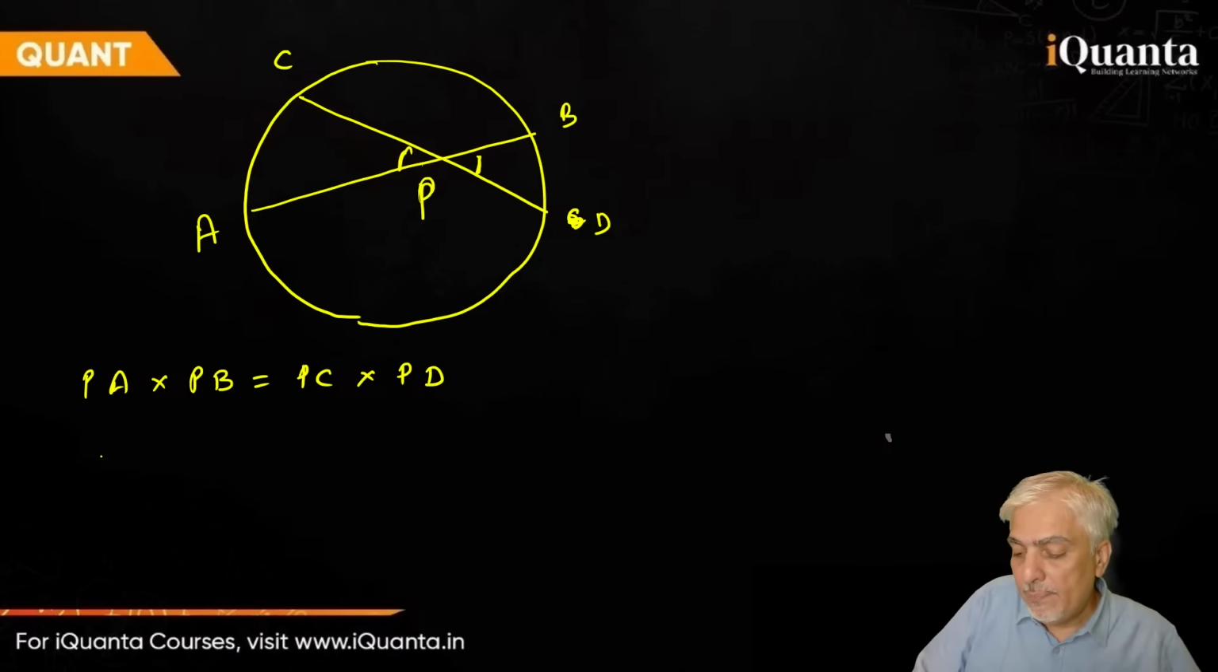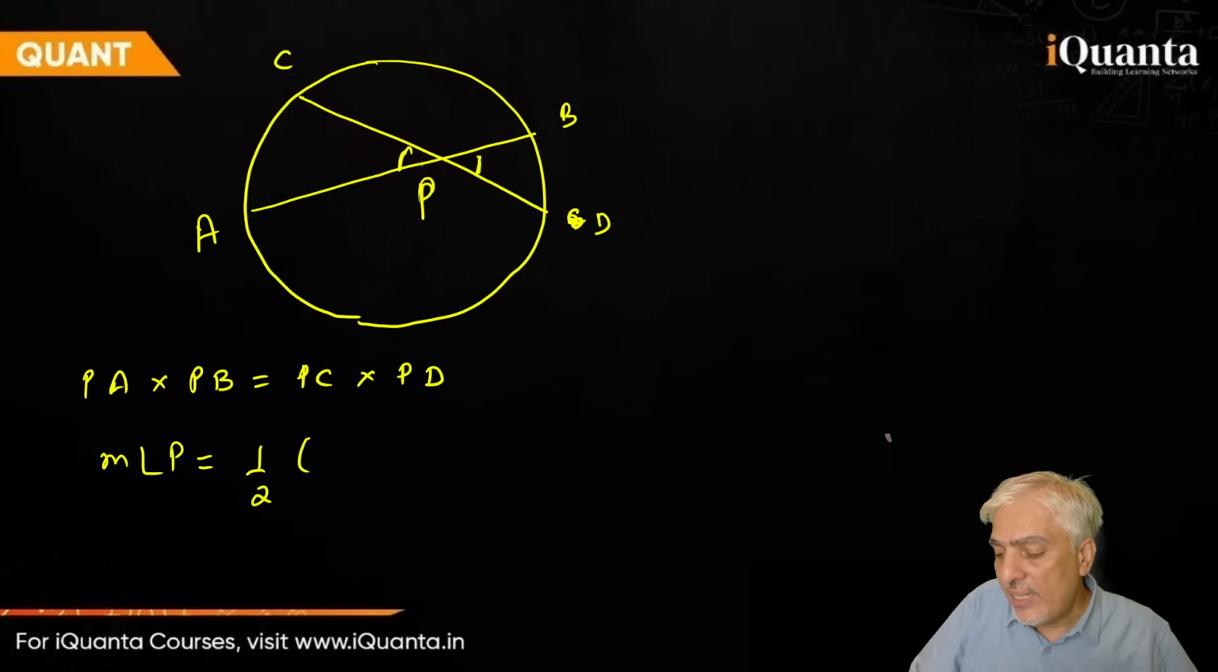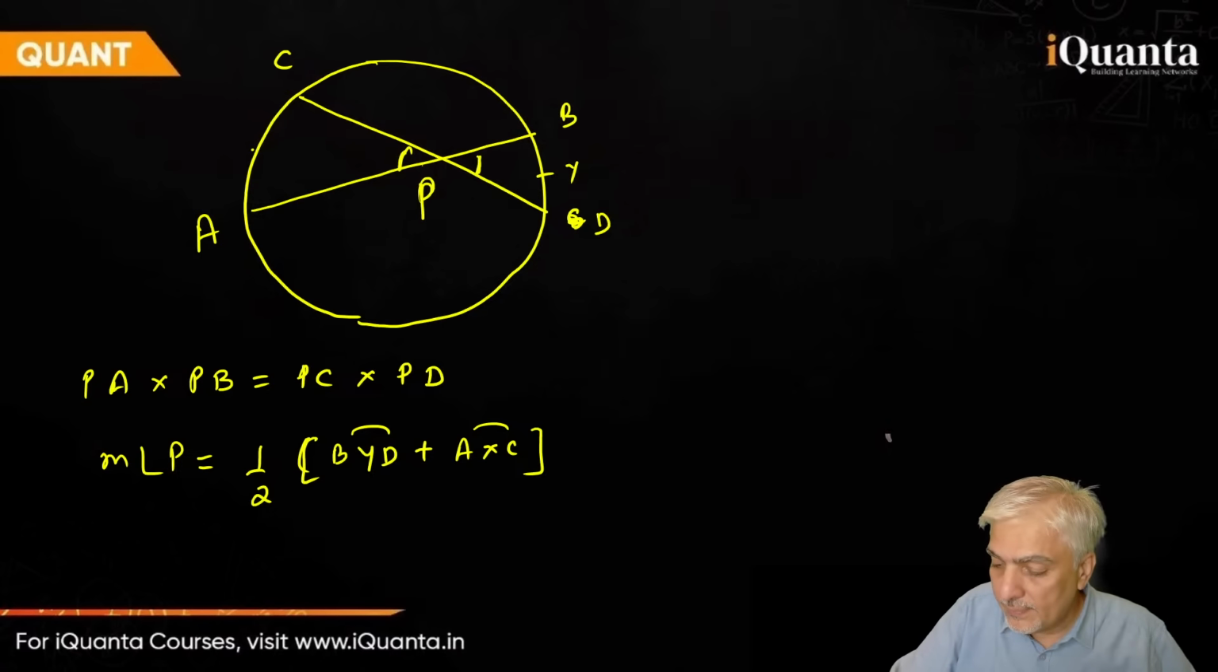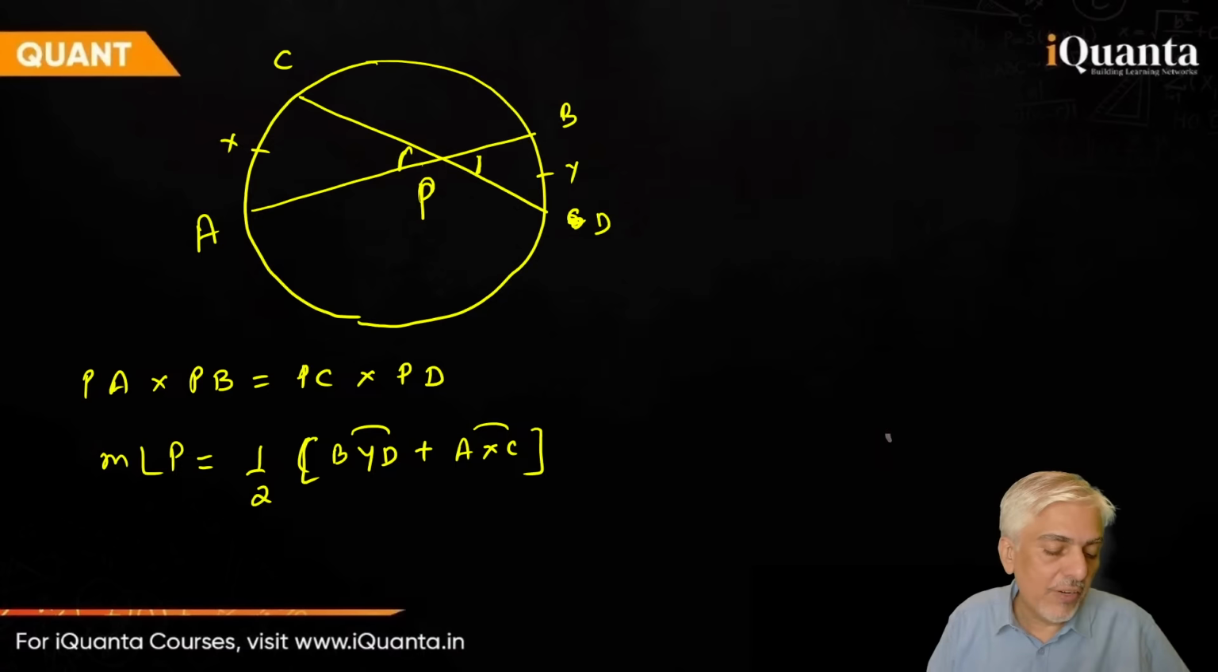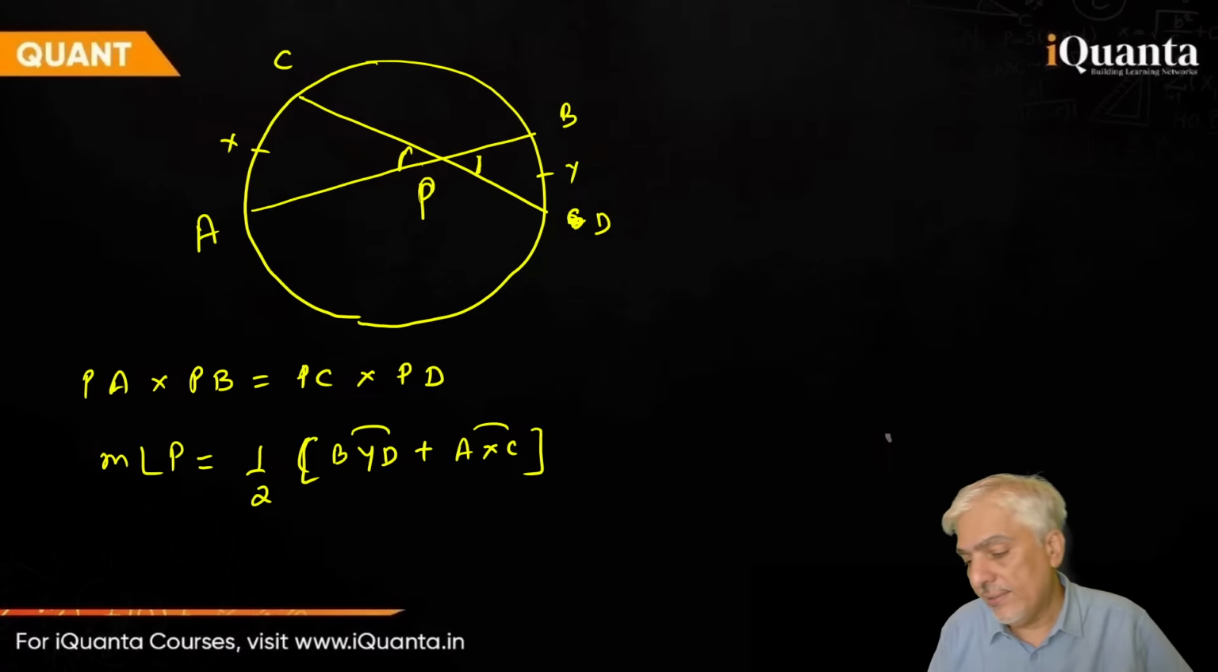Measure angle P this time will be half of arc BYD plus arc AXC. Measure angle P will be half of measure arc BYD plus measure arc AXC. So it worked for inside also.